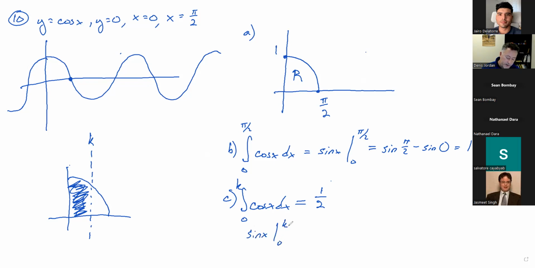So just integrate the left side and plug in your bounds. Still equal to a half. Sine of 0 is 0. And now you're solving for where sine of k is equal to a half. So where does sine equal a half?